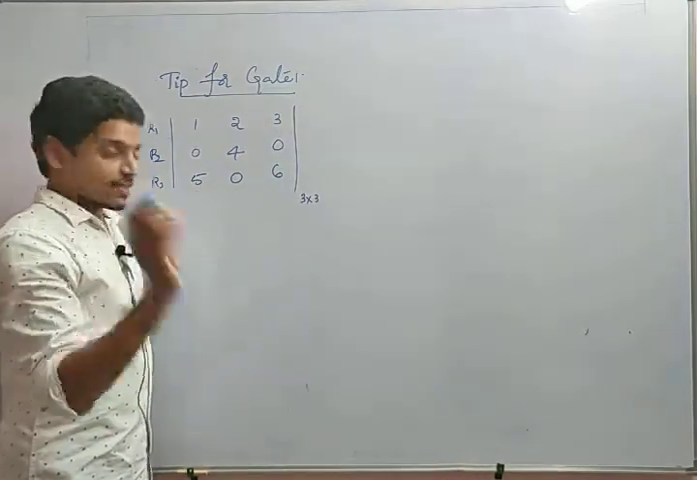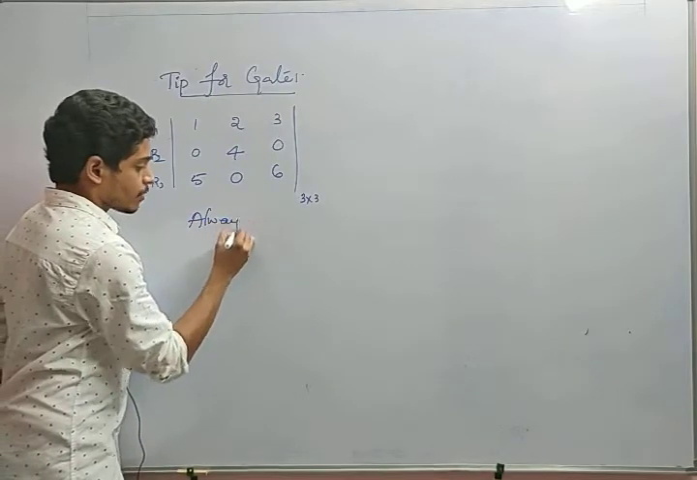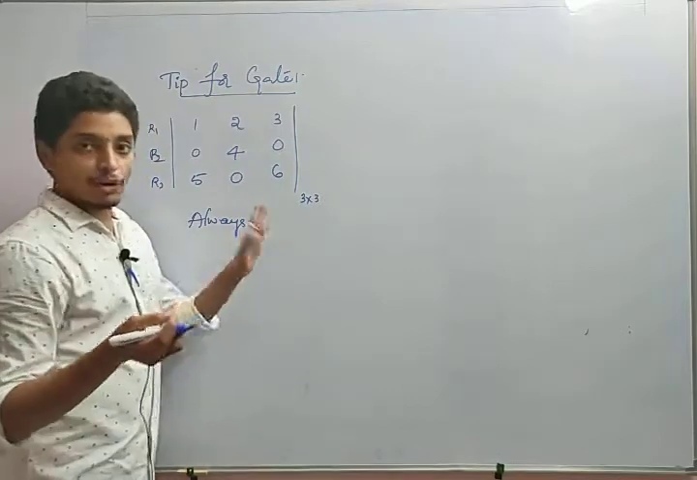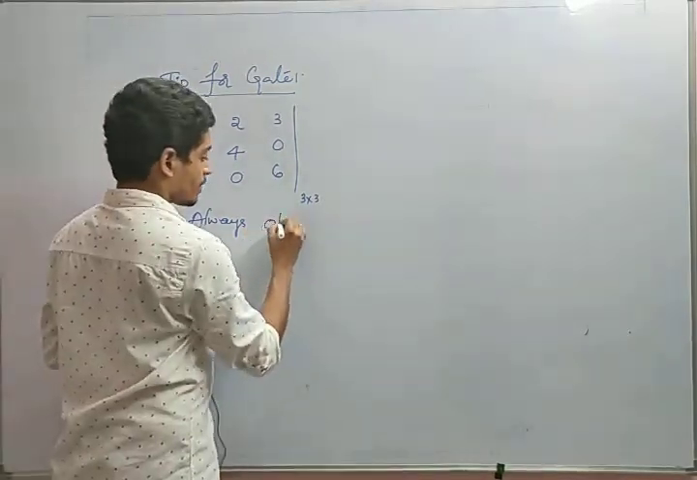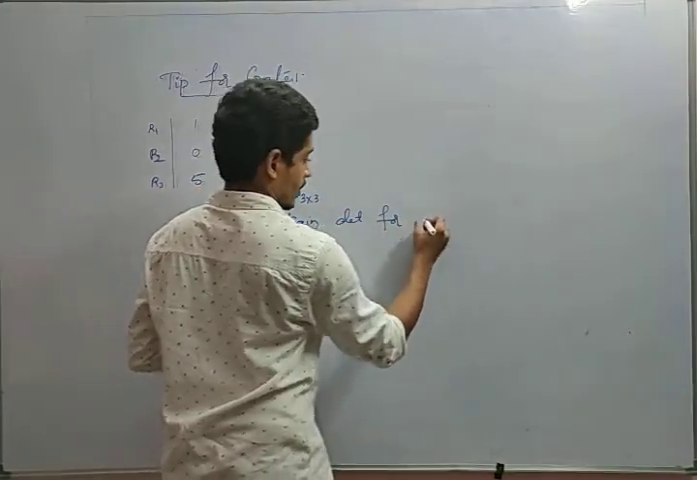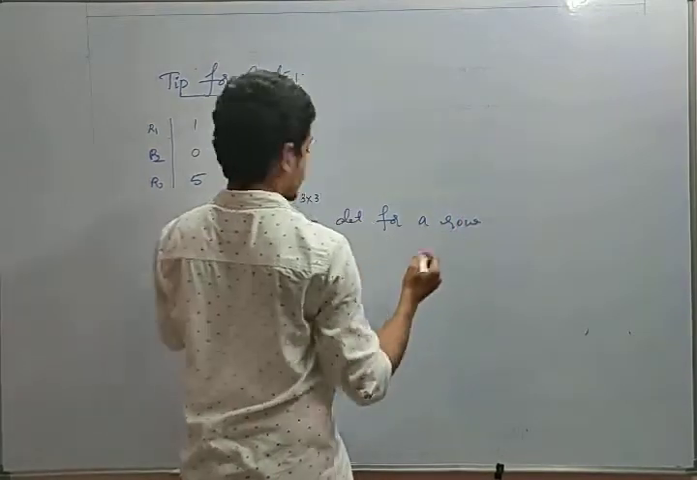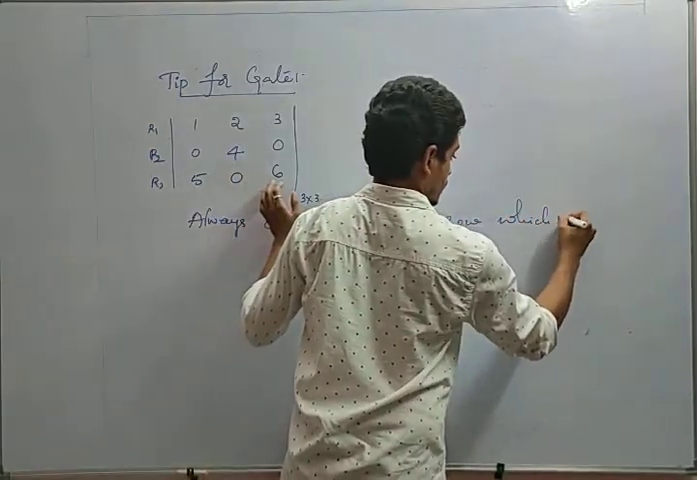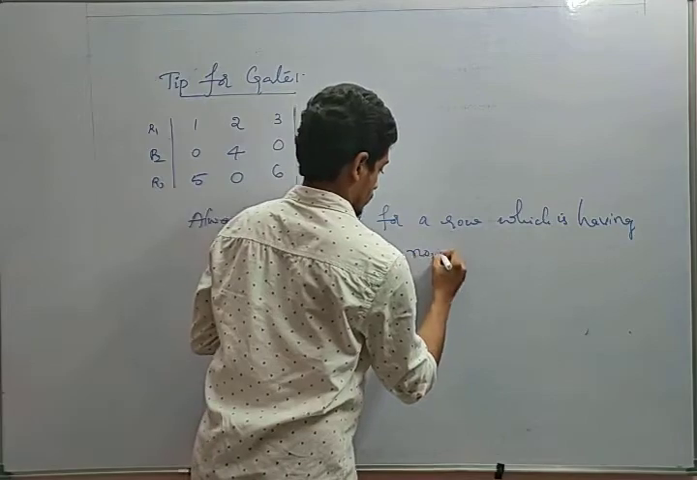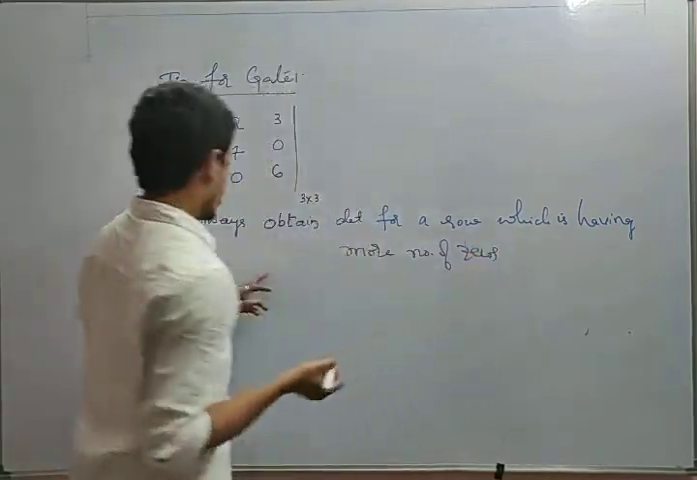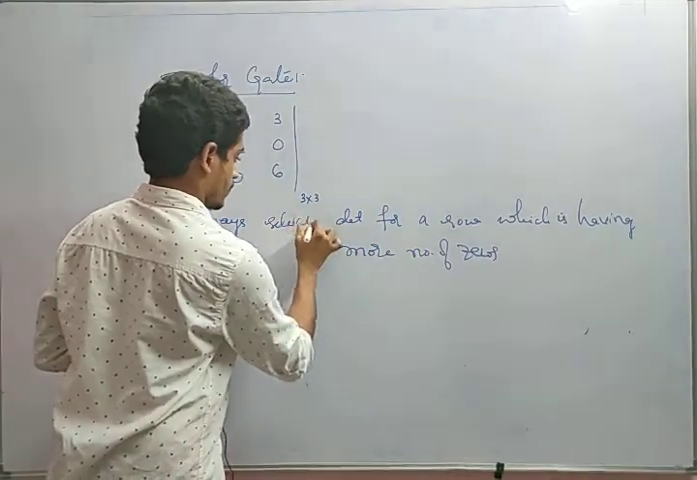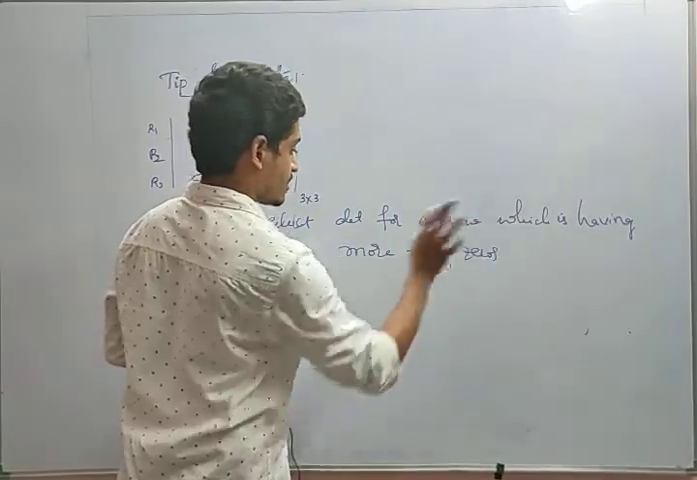See, always select a row. Generally determinant means we are obtaining a sum of products of the corresponding cofactors, right? So always select a row which has more number of zeros to find the determinant.